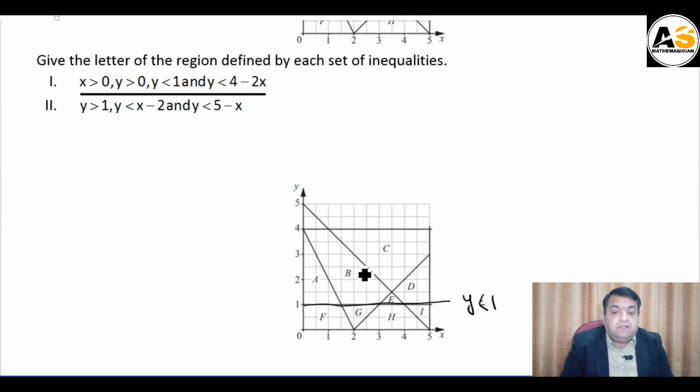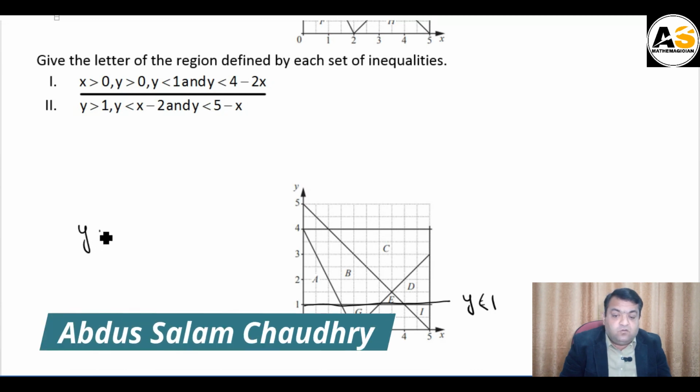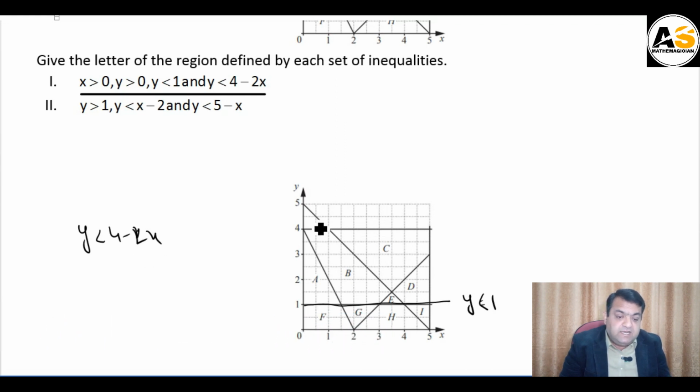Now see the fourth inequality. Y is less than 4 minus 2x. The gradient of this is negative. What is the gradient of this? Minus 2. And what is the gradient of this line? It passes through (2, 0) and (0, 4). Its gradient will be (4 minus 0) over (0 minus 2). It will be minus 2.